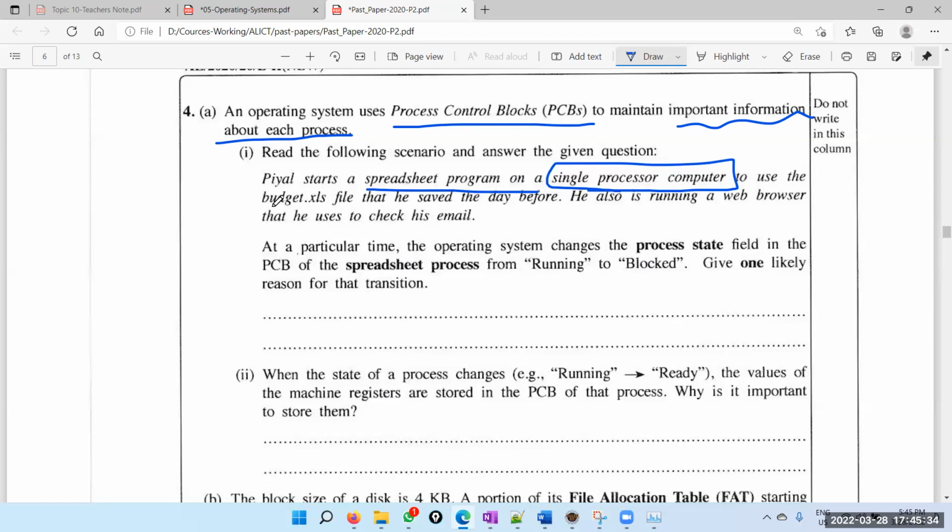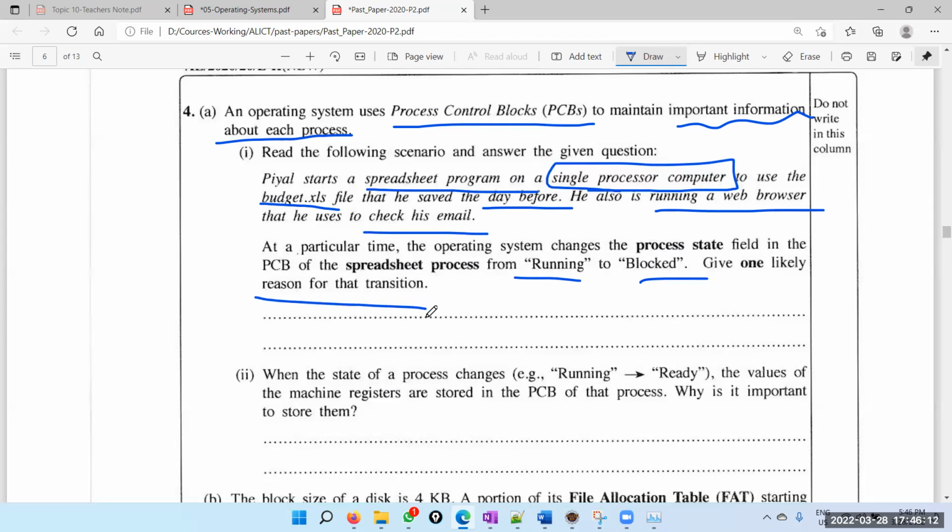To use the budget XLS file that he saved a day before. He also is running a web browser that is used to check his email. That means now he is running two programs. Of course, there can be so many background programs, but officially, at least by intention, he is running two programs. At a particular time, the operating system changed the process state field in the PCB of the spreadsheet process from running to blocked. Give one likely reason for that transition.